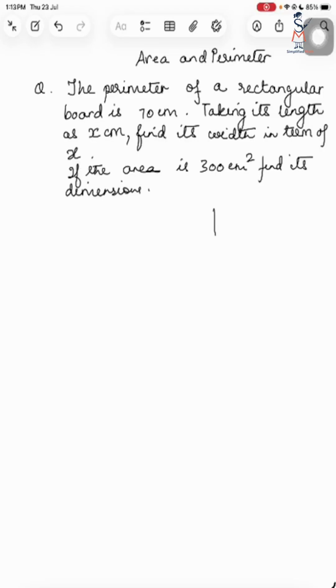So what is given? The perimeter of the rectangular board is given, which is 70 centimeter. Taking the length as x, so length is x. Find its width. Let's keep the width as w. Okay, fine. We have to find width in terms of x.